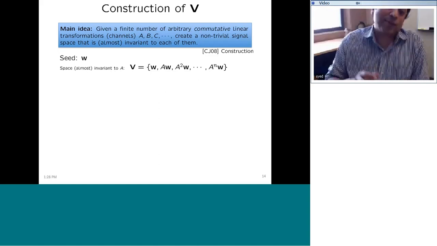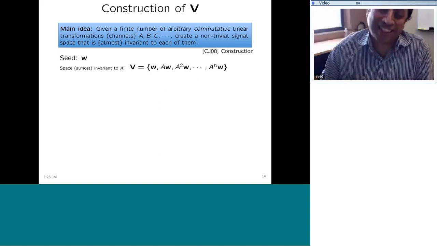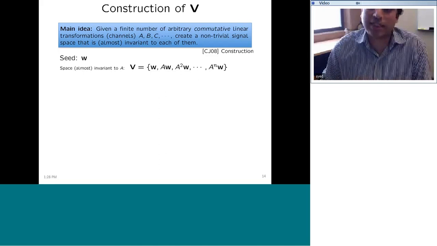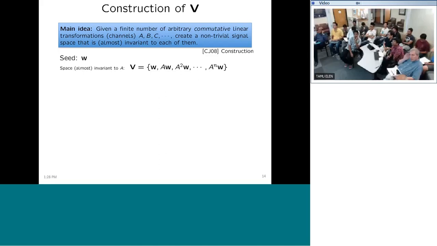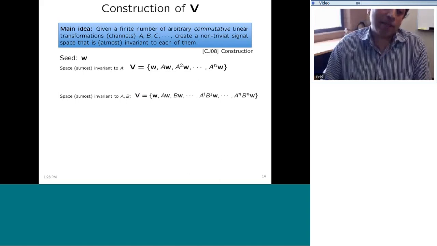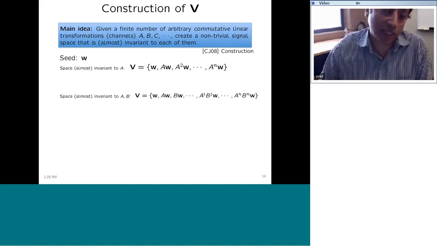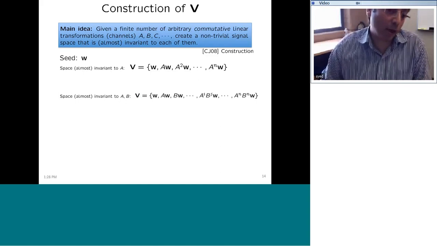So anyway, there are a lot of details I'm hiding, trying to cut corners here to make the explanation shorter. So this is how you would create a space that is invariant to A. Now suppose you want to create a space that is invariant to both A and B. Well then what would that be? It would just be of this form: W, AW, BW, and then all powers of A to the power I, B to the power J, W, and so on up to the nth power. Again, if you multiply this space with A or B, most of the terms you get will be inside the set. So that's what we mean by almost invariant.